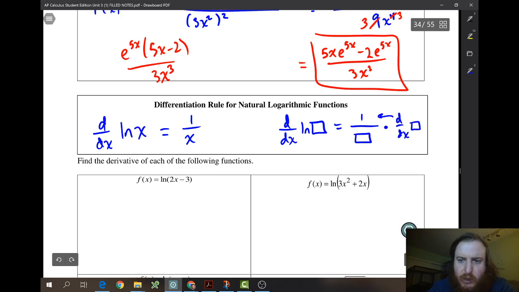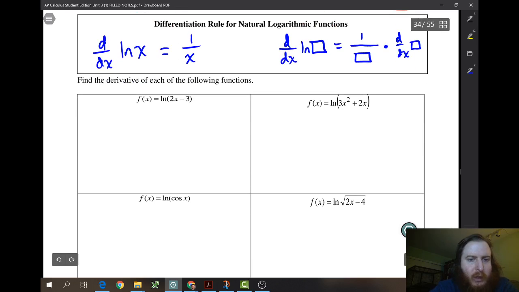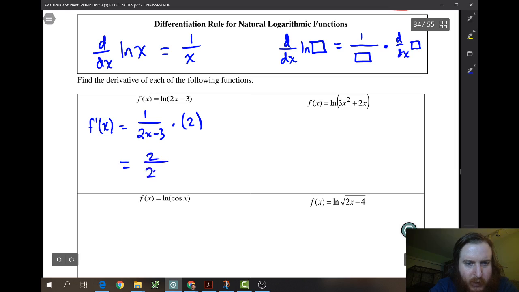And a lot of times this portion will get moved to the top, to the numerator, but we're going to write it like that. So the derivative of ln of 2x minus 3, we'll write f prime of x equals, so the derivative of ln of x was 1 over x, so we're going to write 1 over 2x minus 3, and then times its derivative, which is 2. We move the 2 up to the numerator and write this as 2 over 2x minus 3.